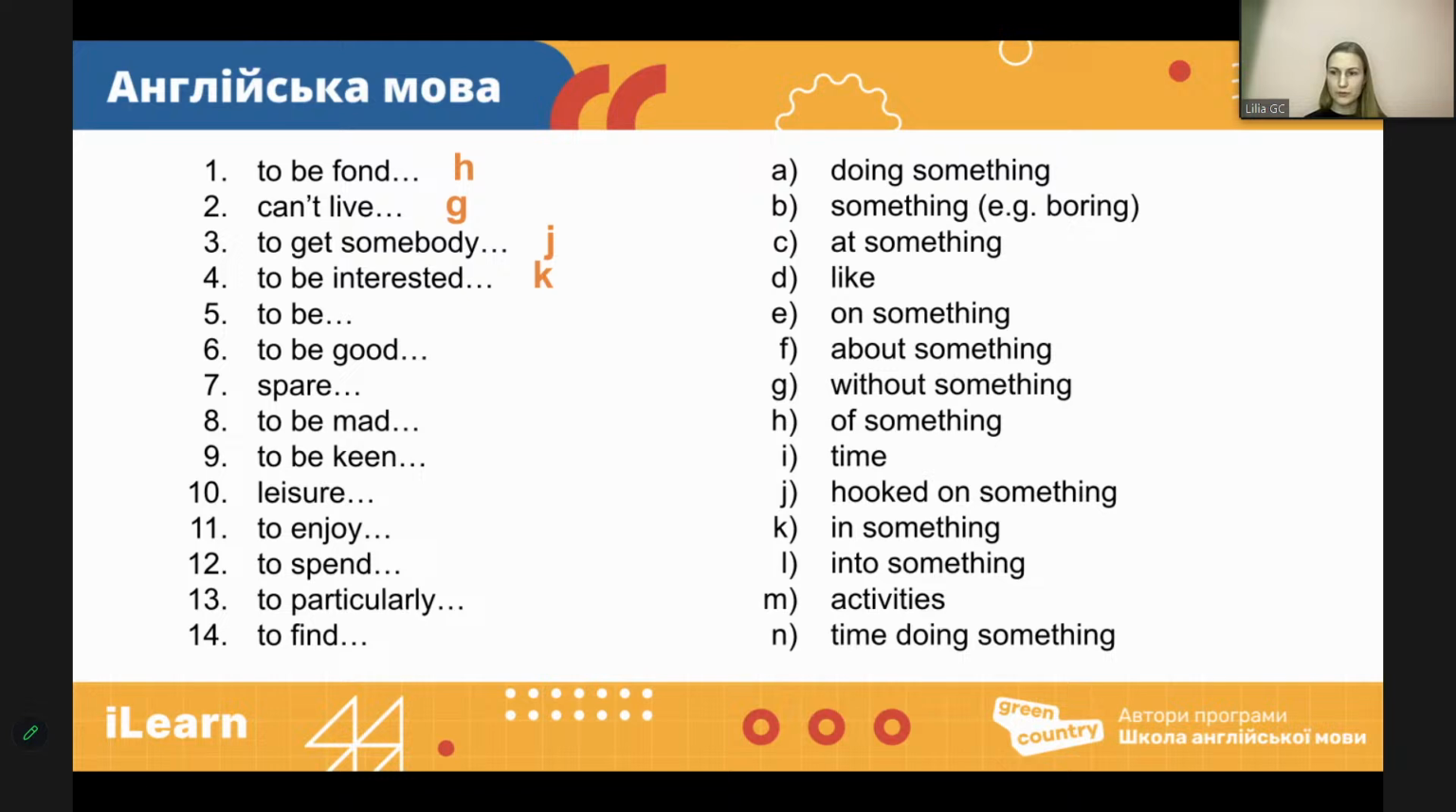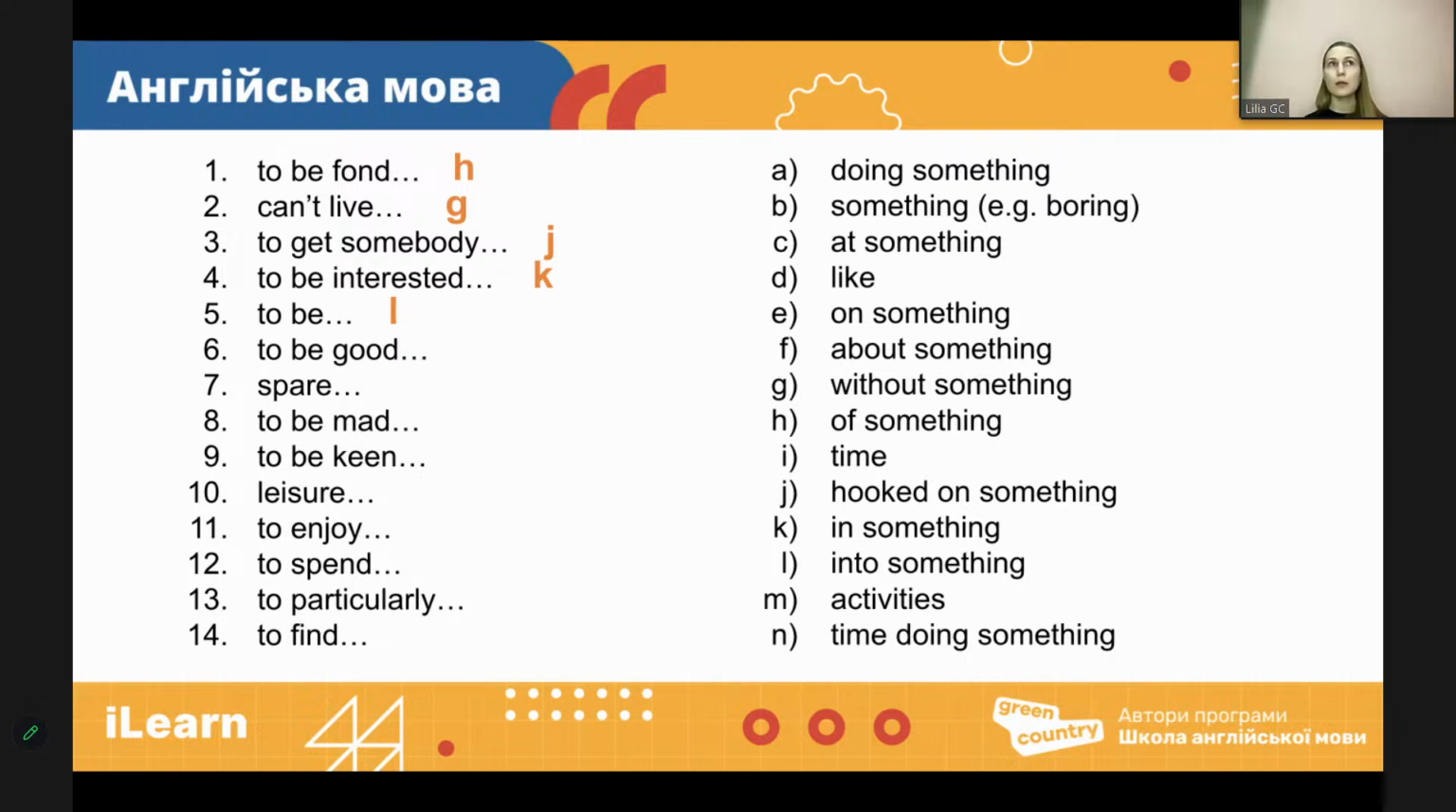Okay, I can see the answers. Number 5 is B, number 5 is I, number 5 is M. Guys, what to choose? I need more clarity. Give me more options. To be activities, бути активностями. I think no. What else? To be time, бути часом. I doubt. To be, that's L, into something.